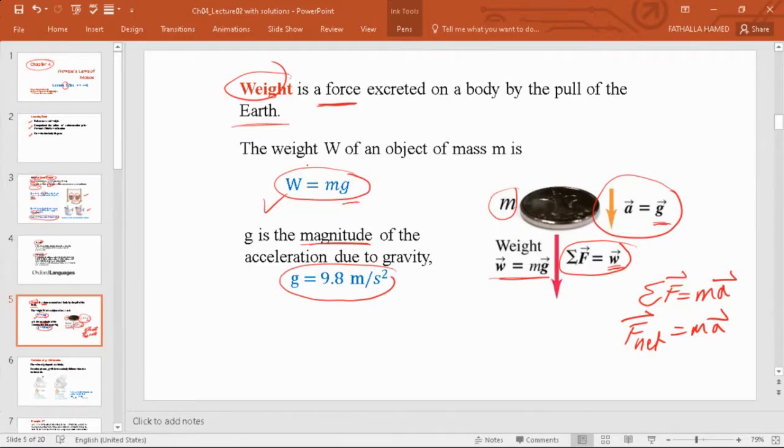And this always acts toward the center of the Earth, which is usually the vertical, or the normal to the surface where you are or where the object is. That's basically acting toward the center of the Earth. Is this clear? So that's what the weight is.